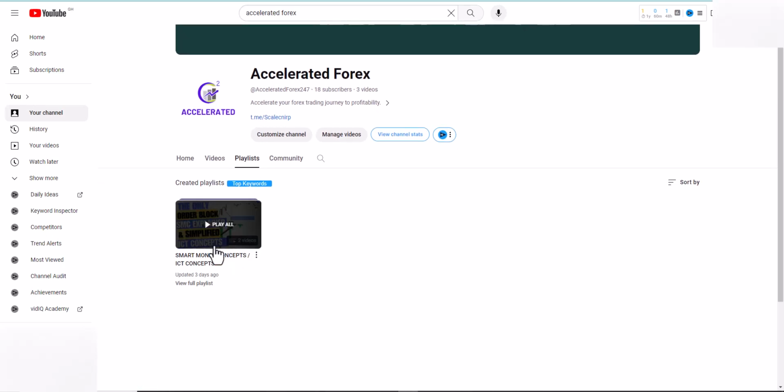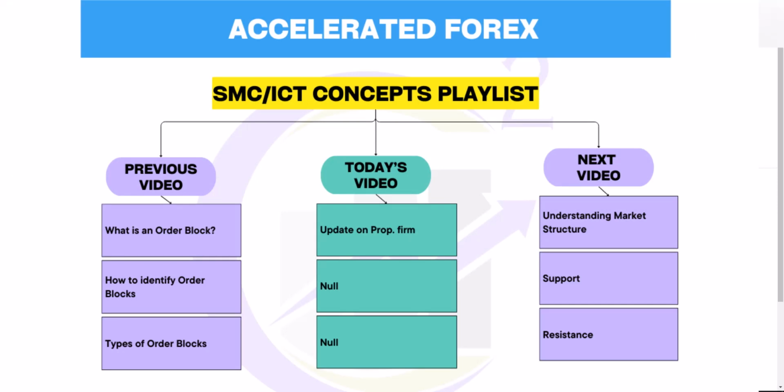I'll also be looking into adding more content to this playlist. This is a smart money concept, also ICT concept. If you want to learn more about these concepts, you definitely need to subscribe to this channel and keep an eye on this playlist, because I'll be sharing more videos. Like I said, the next video will be about understanding market structure and also learning about the CHOP, the MSS, and whatever you need to know about market structure will be taught in the next video.